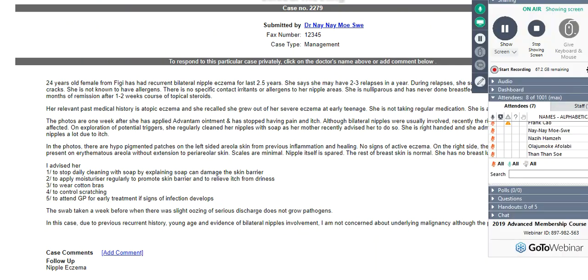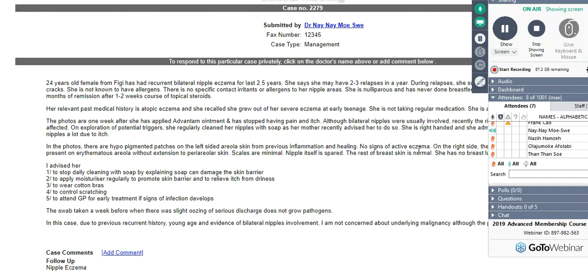Nene, let me unmute you. Sorry, there we go. Interesting case. Certainly quite marked lichen simplex on that right side.